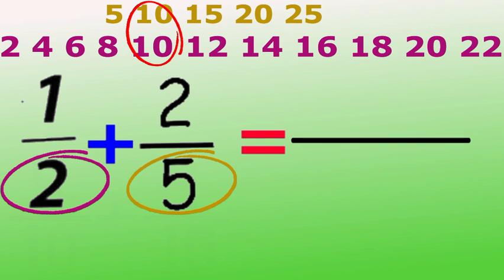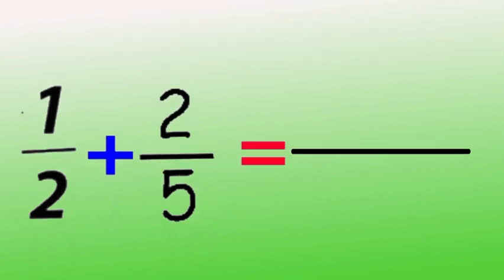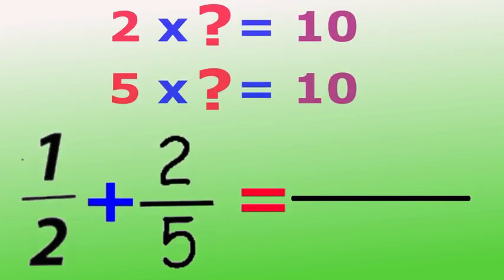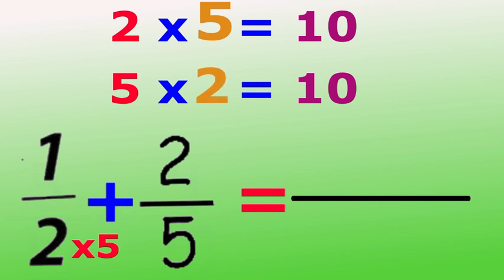Here's what to do. For each denominator, ask, what must I multiply this denominator by to get the lowest common denominator? So for the first fraction, multiplying the denominator by 5 gives us 10, and for the second fraction, multiplying it by 2 gives us 10.